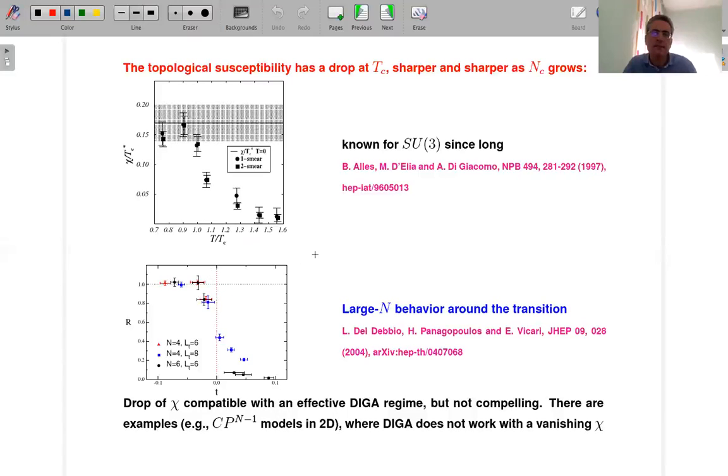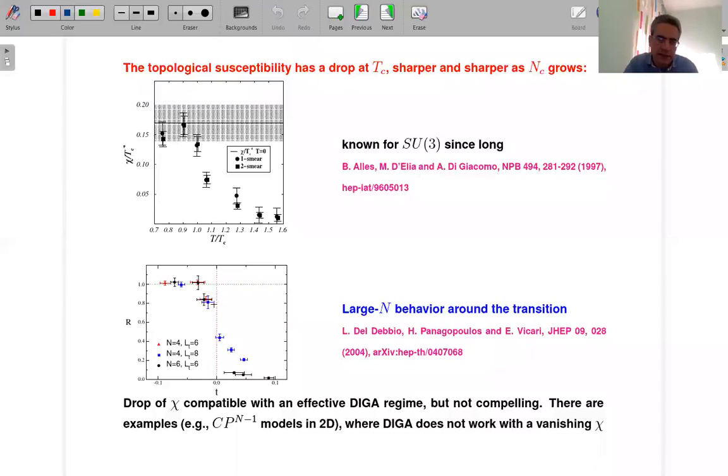Well, this result has been confirmed later, and what happens is that as you go to the large N limit, the drop is sharper and sharper. So this is a picture from this paper from 2004. And here on the horizontal axis, you don't have the temperature itself, but the reduced temperature: the difference between the temperature and the critical temperature divided by the critical temperature, what is usually called in statistical mechanics the reduced temperature.